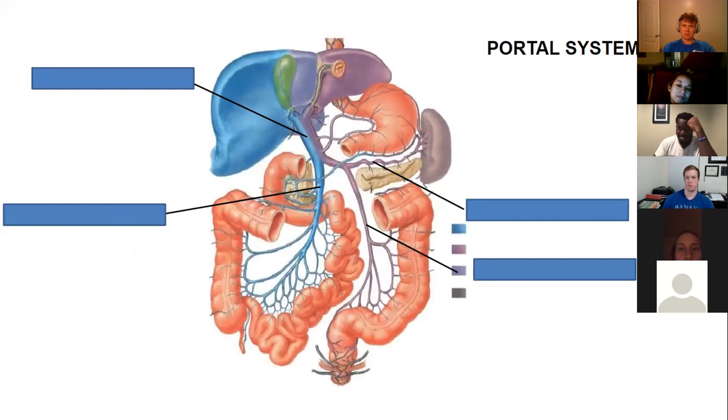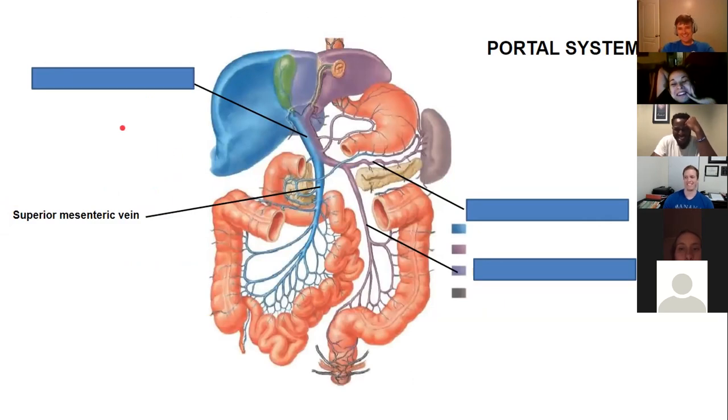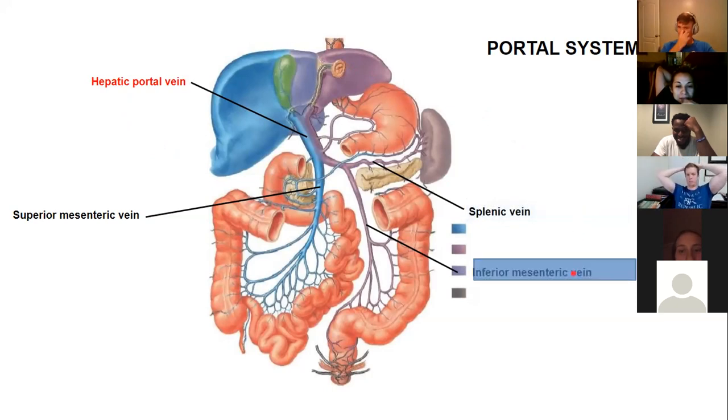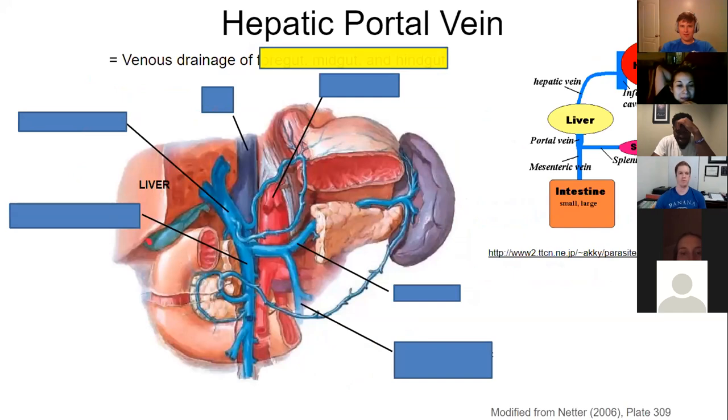Celiac? No, these are veins. Superior mesenteric vein? Is that a thing? Hey, struggling! Common hepatic vein? Portal. Hepatic portal vein. Pretty close. The kidney ones, the splenic. Splenic. Yeah. Inferior mesenteric vein. We know what you meant. Oh, so the caval system. I don't remember this one in mine. Oh, venous drainage of the liver, foregut, midgut, and hindgut. Nice. Okay, it was long.